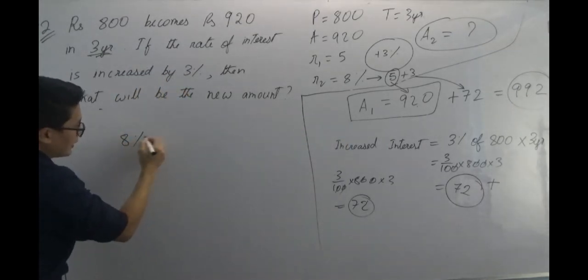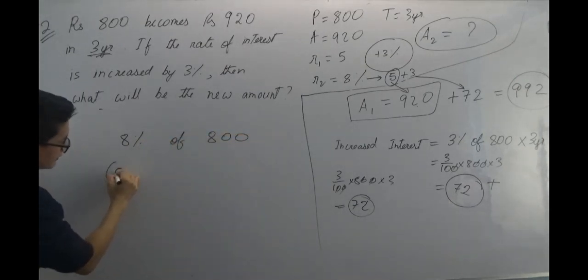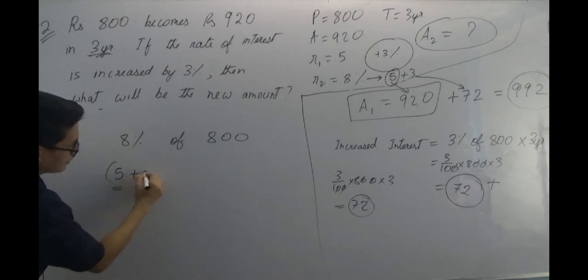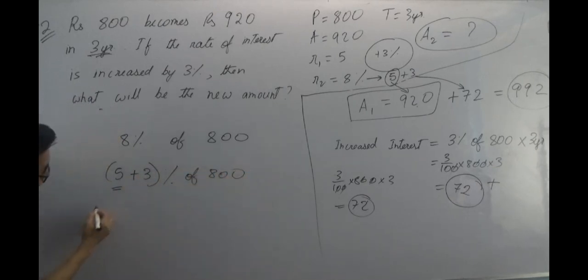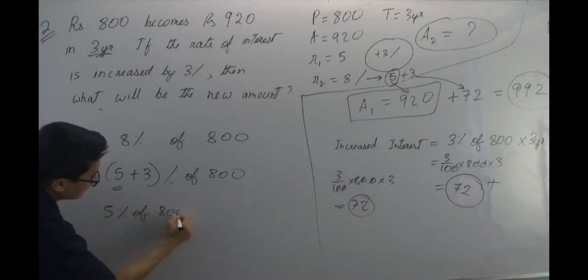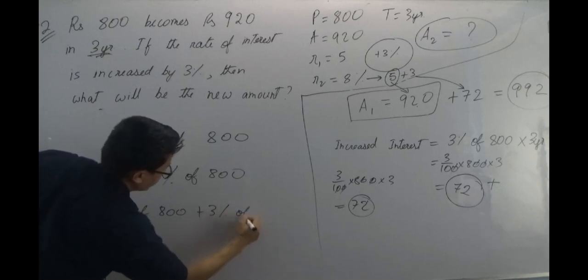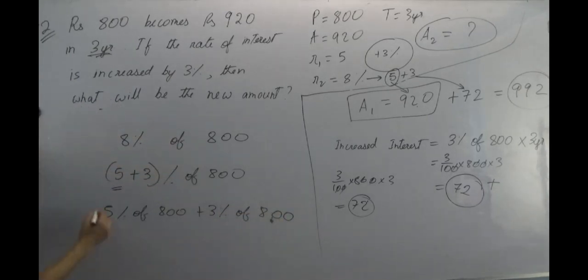So 8% of 800. Already the period is 3 years. So 5% of 800 plus 3% of 800, this is going to be for 3 years. Whatever amount we get, this is the interest.